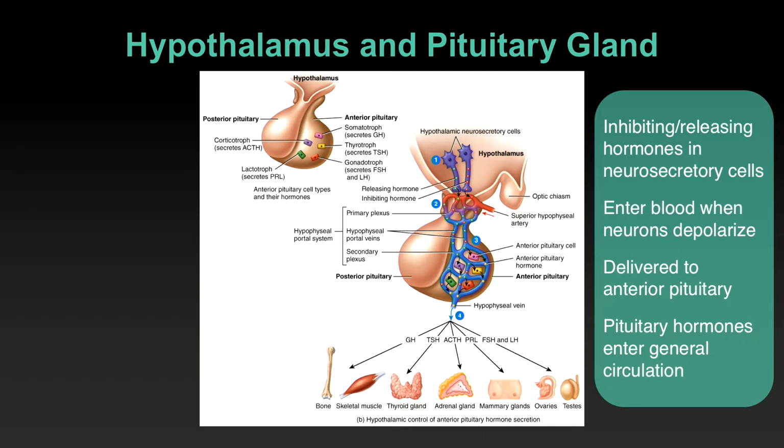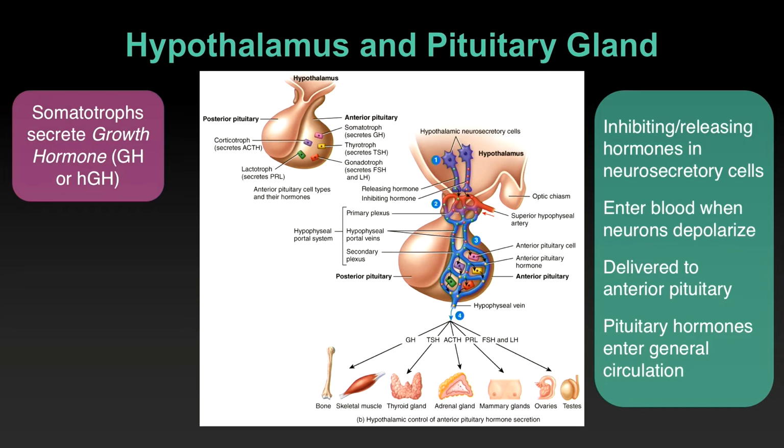So we have a nerve being stimulated, inhibiting or releasing hormones being released, and then hormones in the anterior pituitary that release the hormones of action into the circulation. And some of those, well, all of those are shown here, but some of them that are important are growth hormone that we talked about. That's released from the anterior pituitary. You'll see it referred to as GH or HGH, or called growth hormone.